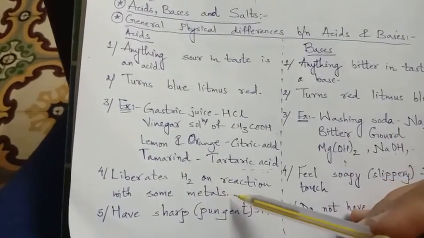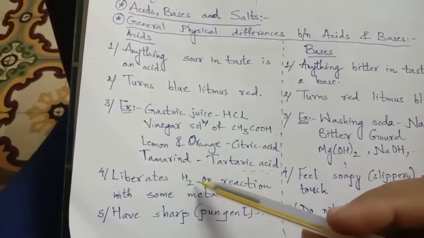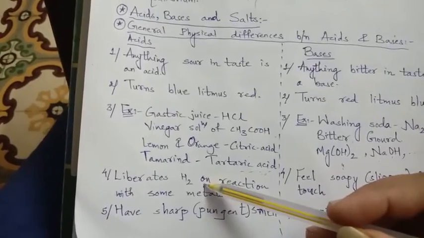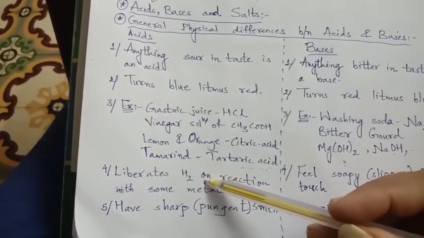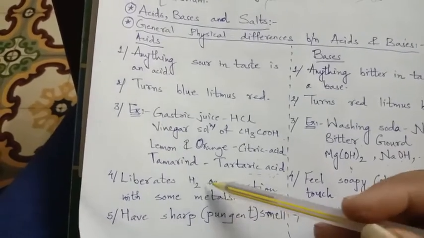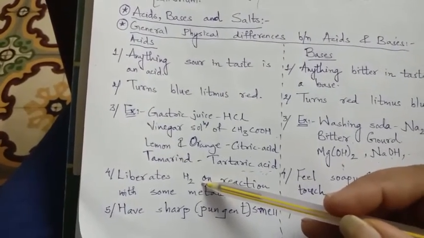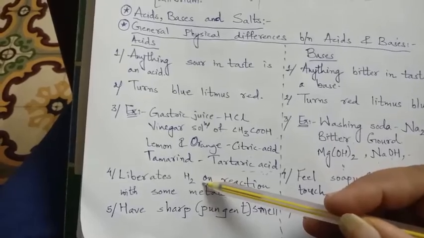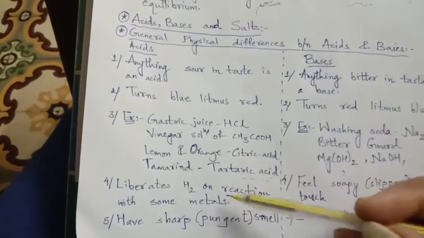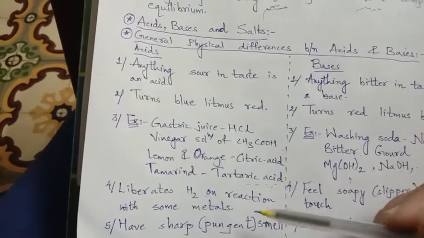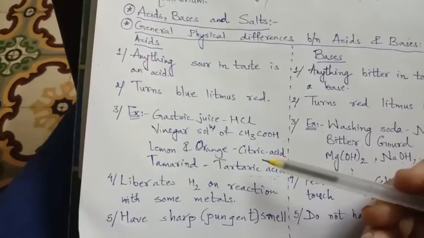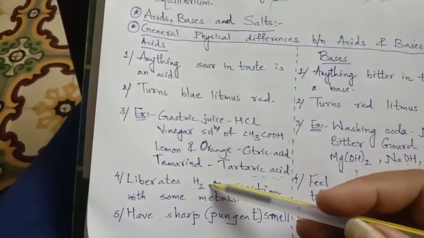Acids, on reaction with some metals, liberate H2, that is hydrogen gas. On reaction with metals, hydrogen gas is liberated by the acids. As for example, if zinc is reacted with HCl, it will liberate H2. If zinc is reacted with sulfuric acid, H2SO4, along with the metallic salt, it will also liberate hydrogen gas.